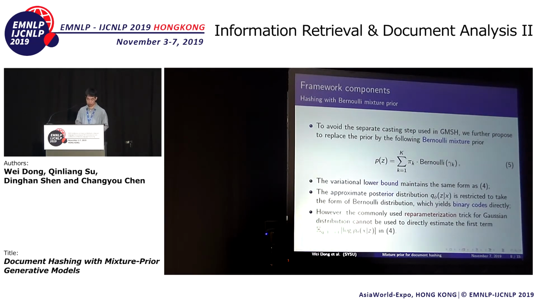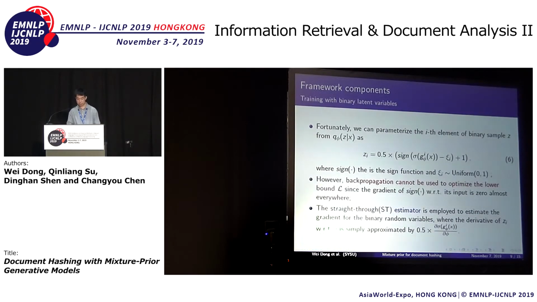However, due to the Bernoulli assumption for the posterior, the commonly used reparameterization trick for the Gaussian distribution cannot be used to directly estimate the first term in equation 4. Fortunately, we can parameterize the i-th element of the binary sample Z from q_phi(Z|X) as in equation 6. And here we can see that g_phi(X) is the output of the encoder.